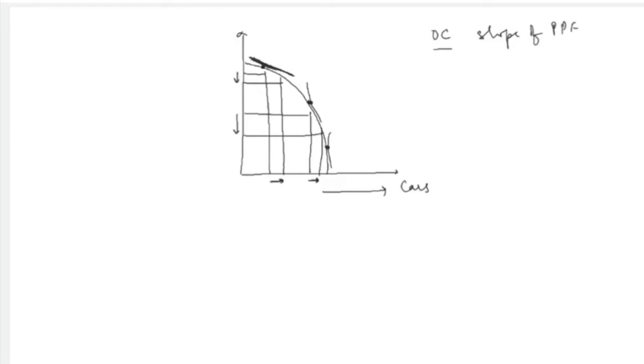You are increasing the amount of cars by 1 unit at this point, and you're doing the same thing at this point, but you notice that the amount of computers that you are losing for the first increase in cars is given by this difference, and for the second change in the production of cars, the loss in computers is this much, which tells you that the opportunity cost is not fixed and is in fact changing at each point of the production possibility frontier.